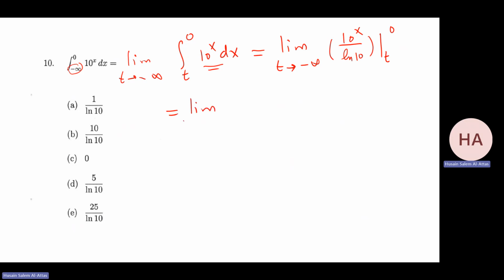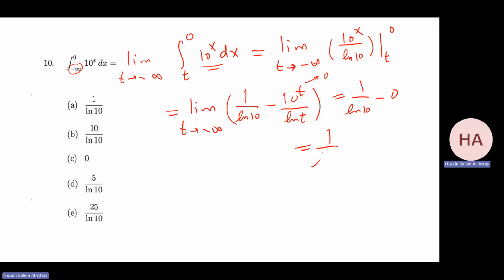Substitute, have the limit as t goes to minus infinity. 10 to the power 0 is 1, so I have 1 over ln 10 minus 10 to the power t over ln 10. I know as t goes to minus infinity, 10 to the power minus infinity will go to 0. So I have 1 over ln 10 minus 0. So it's 1 over ln 10, and this is my answer.